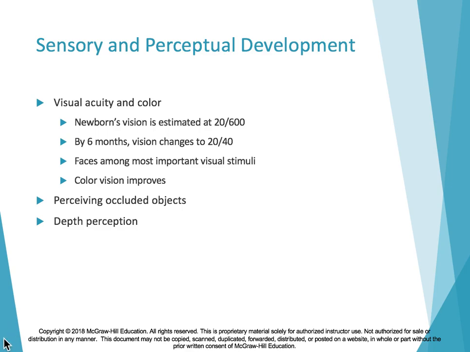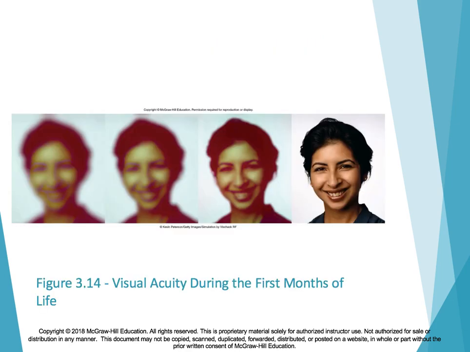Faces are among the most important visual stimuli, as you saw before, and color vision improves. Perceiving occluded objects and depth perception are among some of the things that were studied, which we'll talk about. So this is visual acuity during the first months of life. As you can see, at first the infant has horrible vision, right? Then it gradually changes, and they're able to perceive the human face much more clearly.